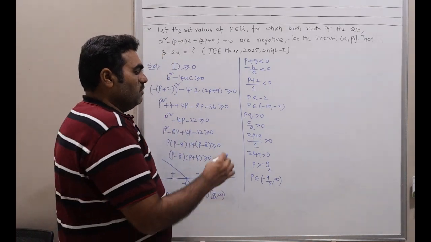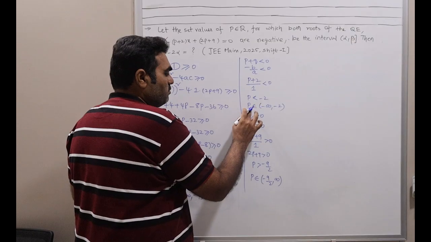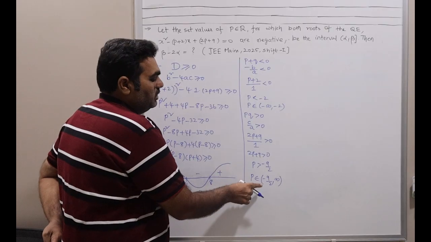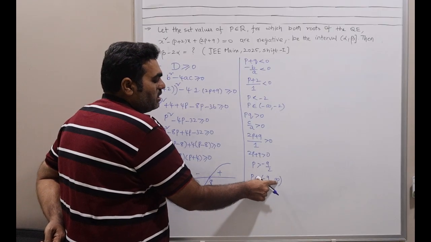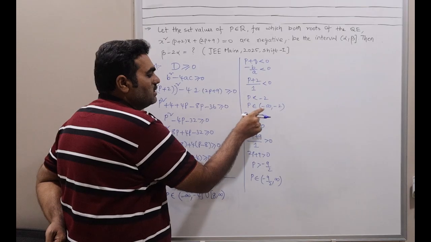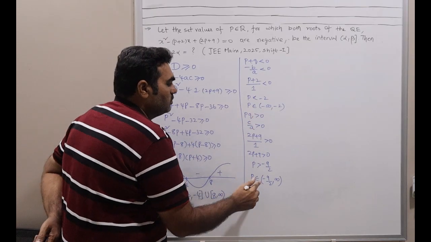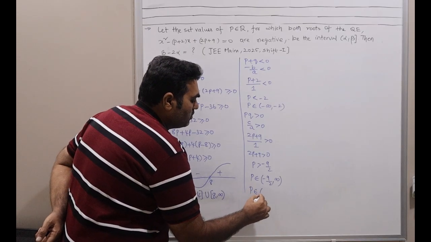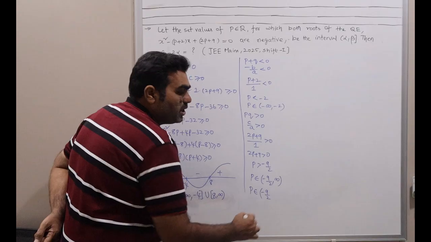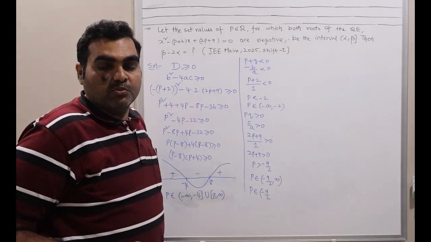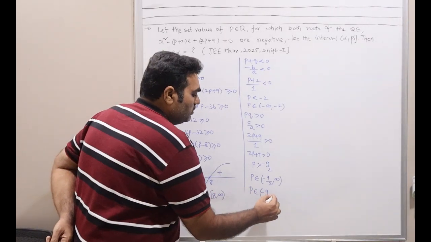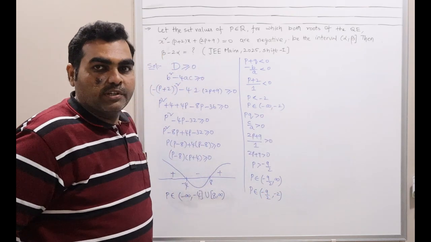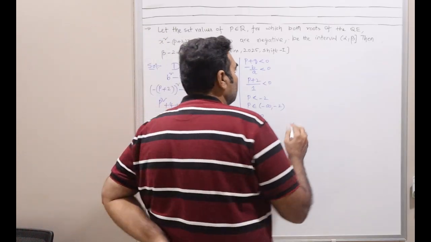Okay, now we got various conditions, but these two together I can write commonly. Here p is greater than minus 9 by 2, it can take up to infinity. Here p is less than minus 2, right? So these two together I can write as p belongs to minus 9 by 2 to minus 2, right? I hope you got it, right? Or I can even explain here.